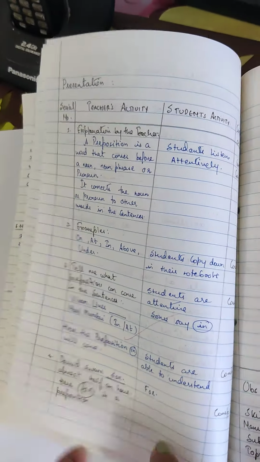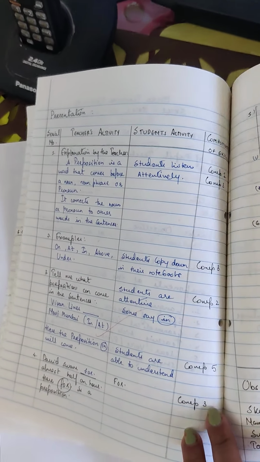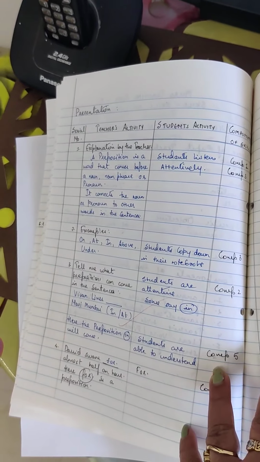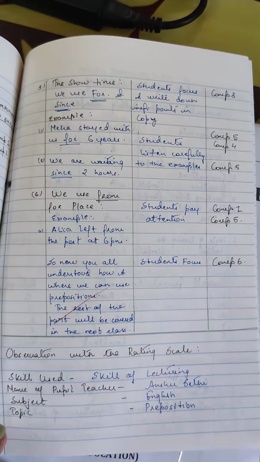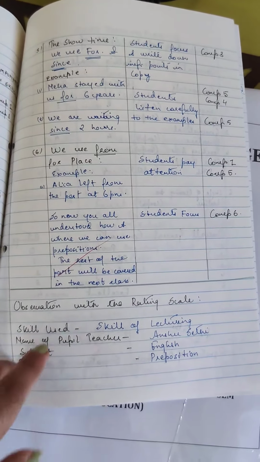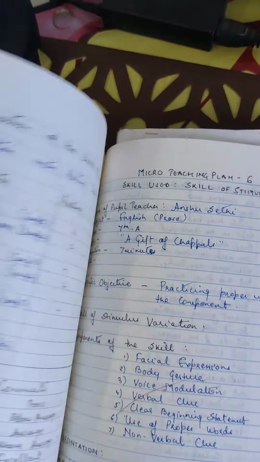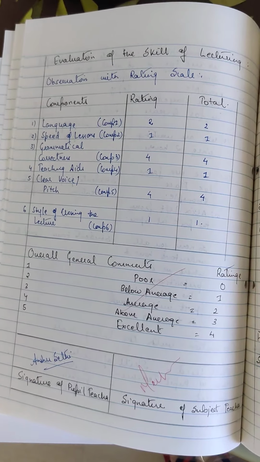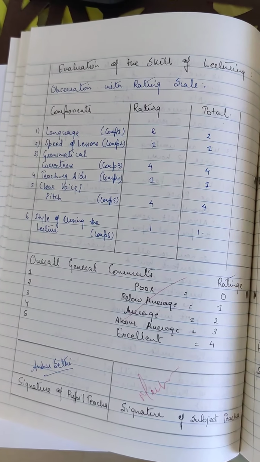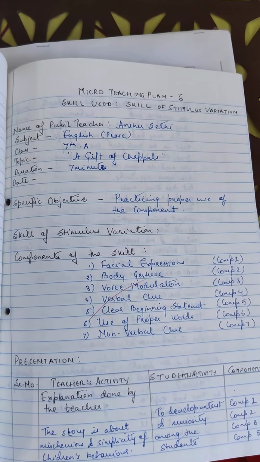Then comes the presentation part. Presentation part is always in 4 columns: serial number, teacher's activity, student's activity, and the components. Here the questions are followed. Then is the observation skill. Here is the evaluation table and the signature part. Then the sixth skill is the skill of stimulus variation.